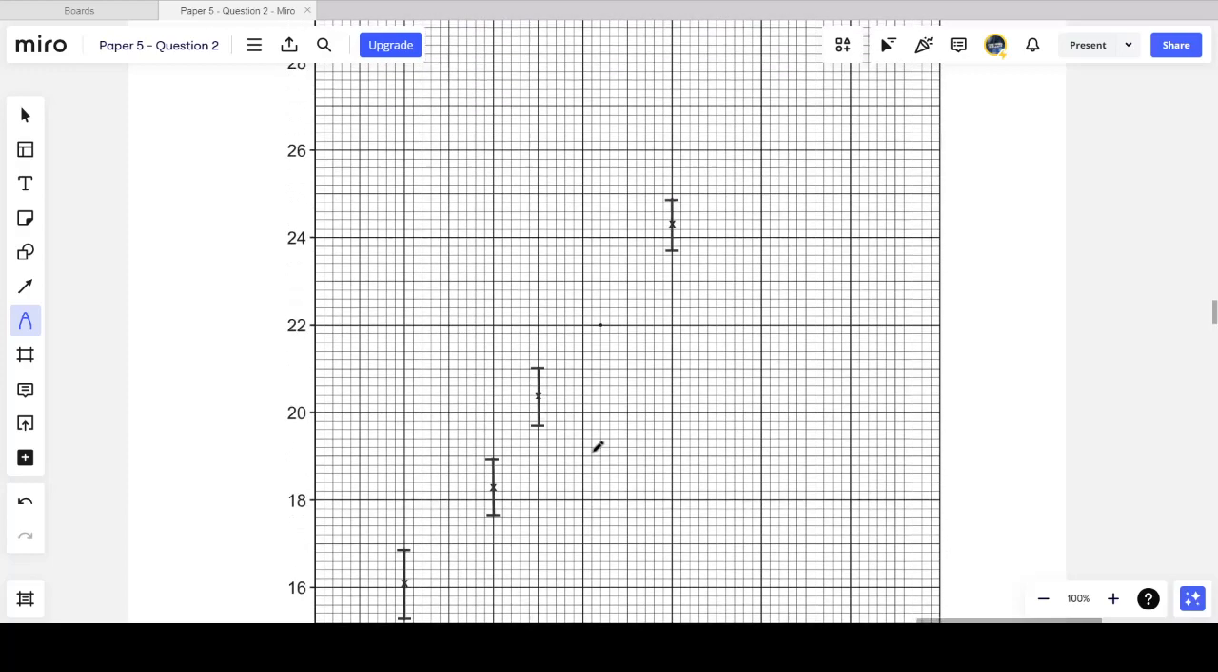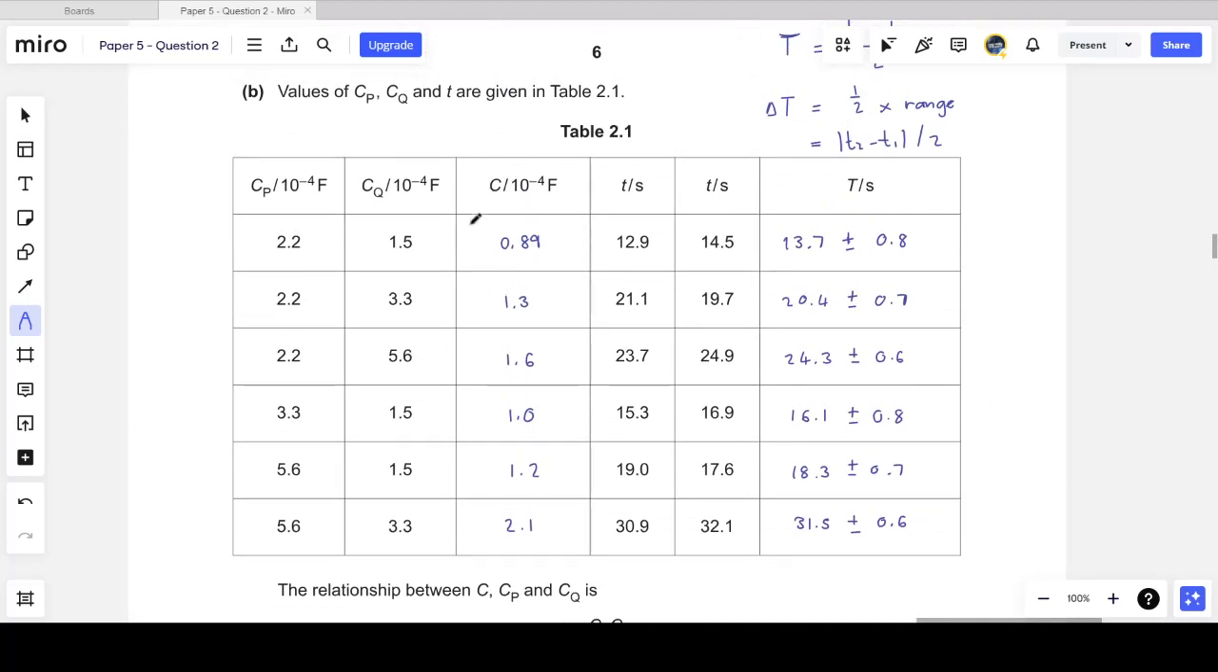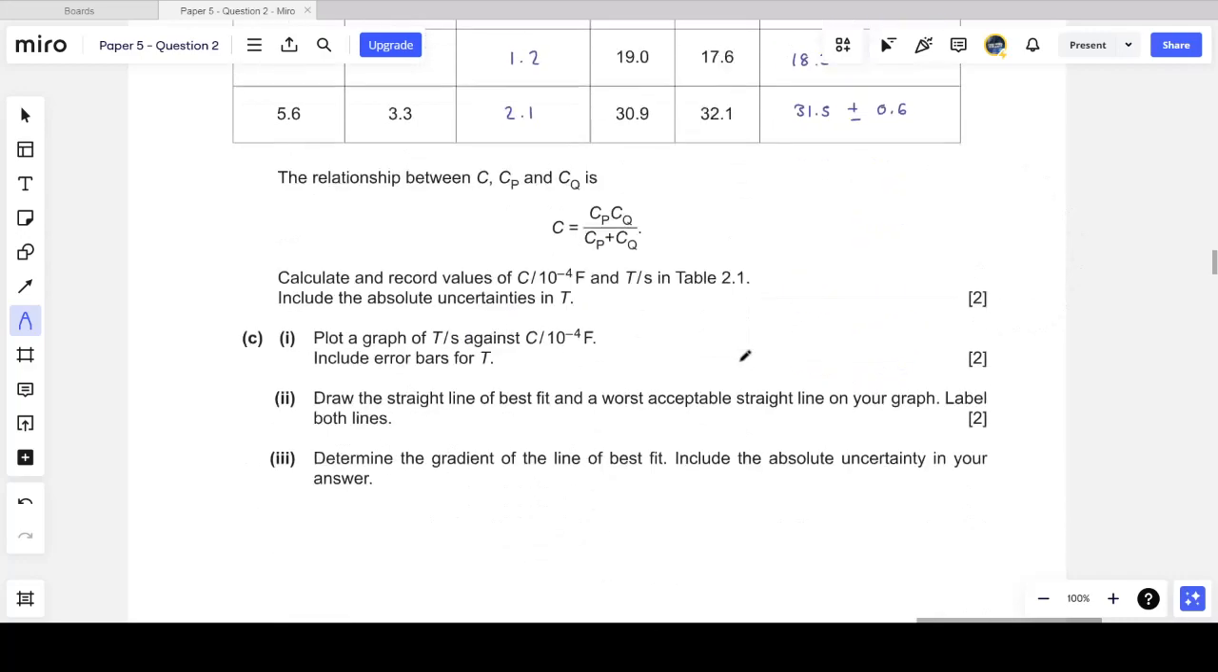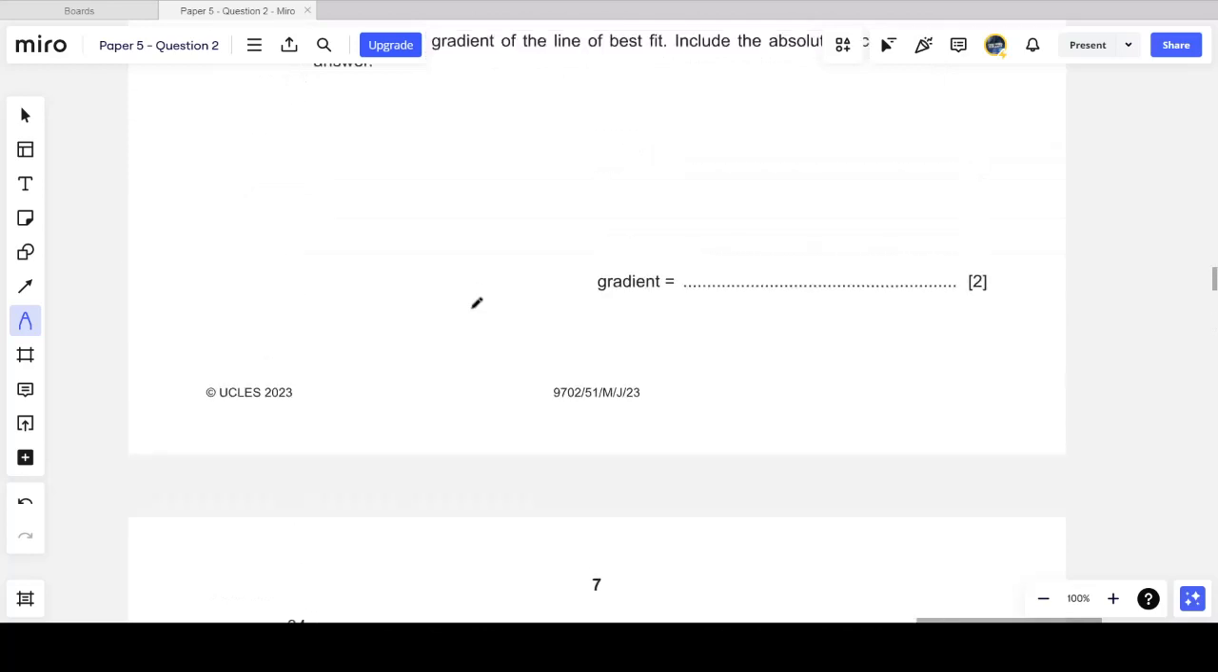So the first point I'm going to plot is, again, C is on the x-axis, so 0.89. Do not plot CP or CQ. 0.89 is going to be on the x-axis. The units on the x-axis were already 10 to the minus 4 farads. And on the y-axis, I'm going to plot 13.7. So where I've put my x is 0.89 and 13.7. But wait, I need to add error bars as well.